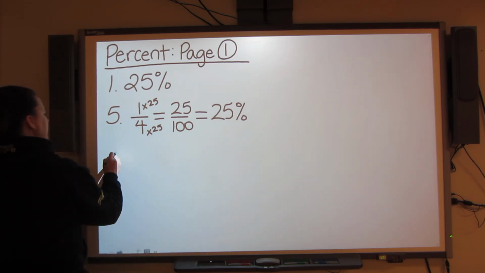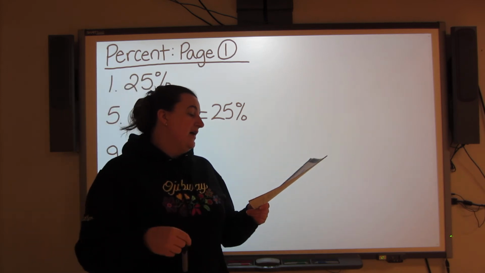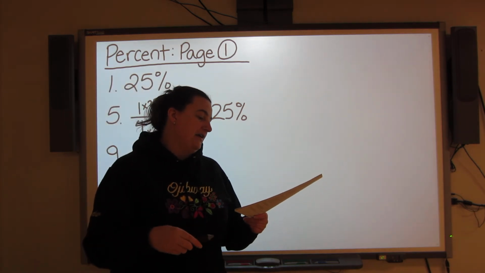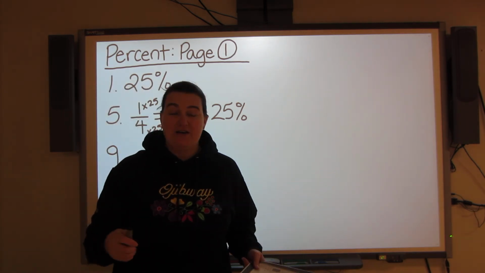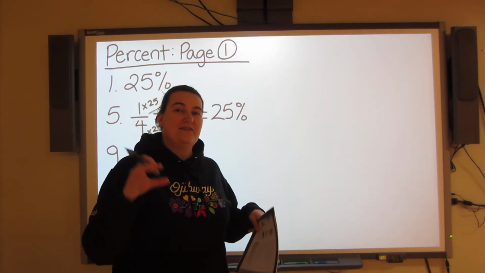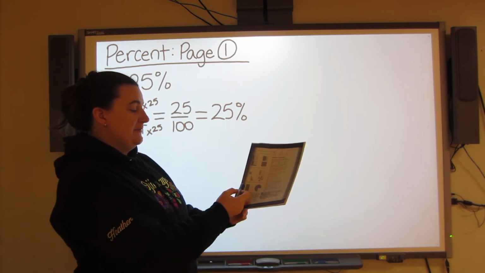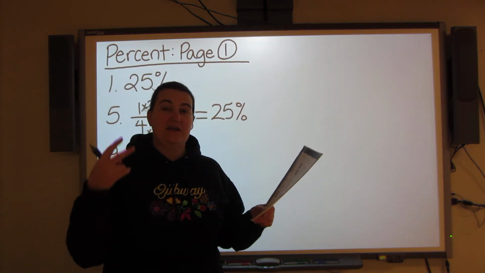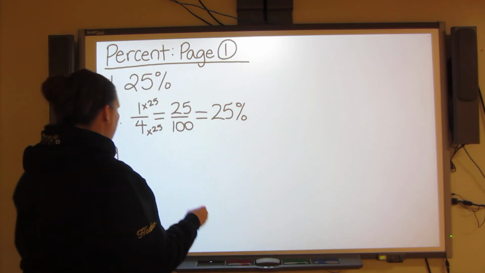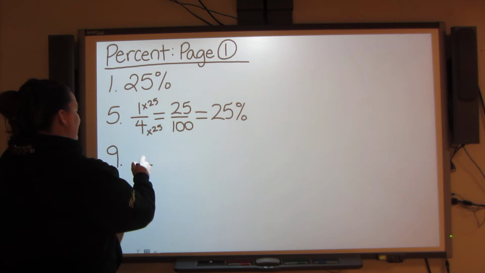If you take a look at number 9 and number 10, it says what percent of each figure in questions 9 to 10 is not shaded. So this is just you figuring out the fraction of what is not colored in. So if you take a look at number 9, that is split into 2. And the part that's not colored in is 1.